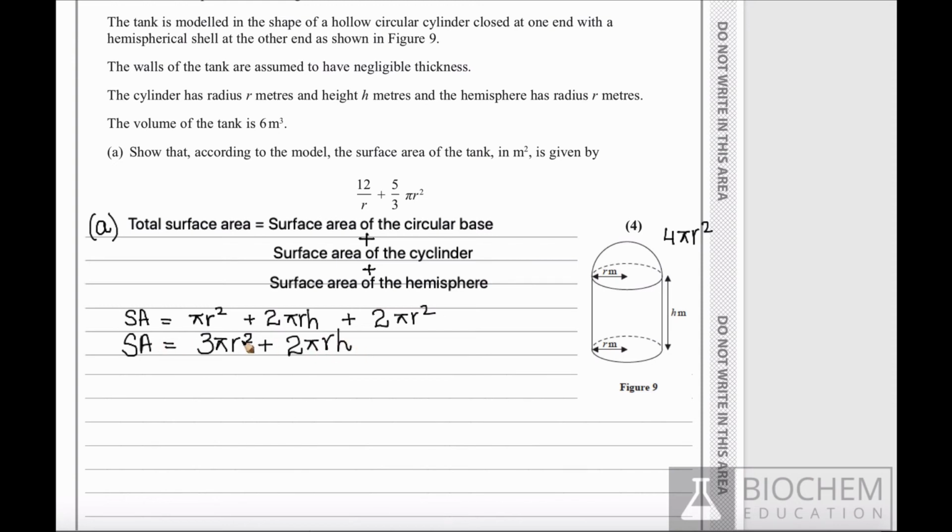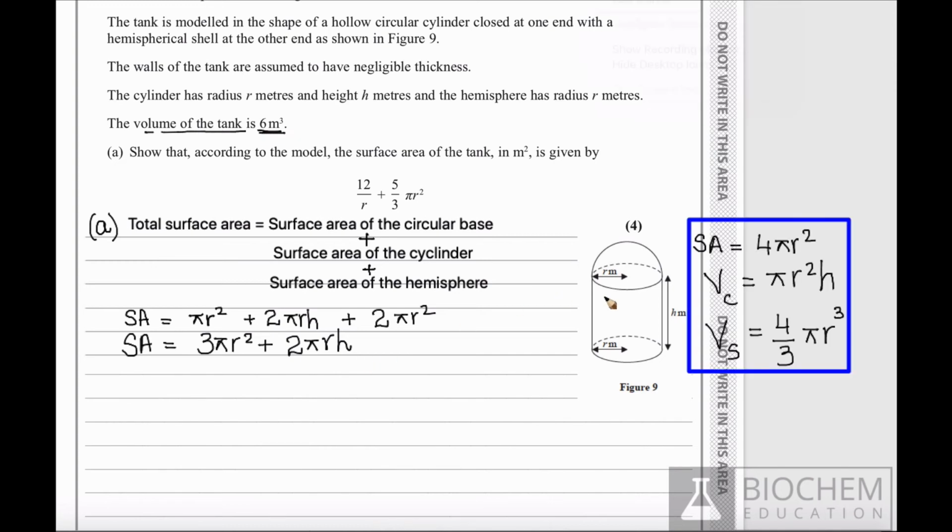Now if we compare this equation with the equation given in part A, we can see there is no h in their answer in part A. So somehow we have to find out h in terms of r, so that we can substitute in this equation to get all the terms in terms of r. And we can take help of the fact that the volume of the tank is 6 meter cube. The total volume of this figure is the volume of the cylinder plus the volume of the hemisphere.